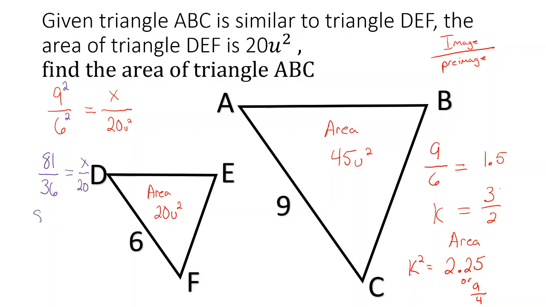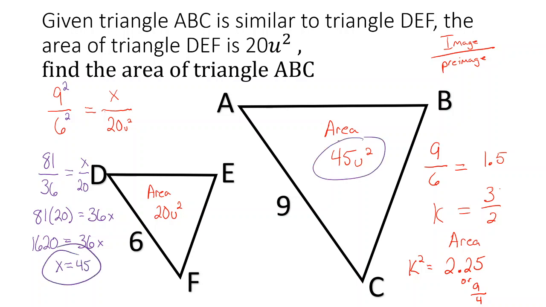So now I can cross multiply. I'm going to get 81 times 20 equals 36 times x. So 81 times 20 is 1620 equals 36x. Divide by 36 and I get x equals 45. Again, either method gave me the same solution. All right, hopefully one of those will help you out. Maybe try both. You could. That'll be a way of checking your work to make sure that you're doing it right both ways.